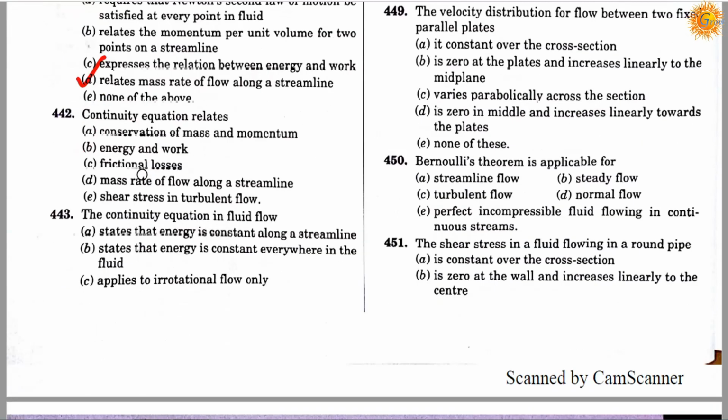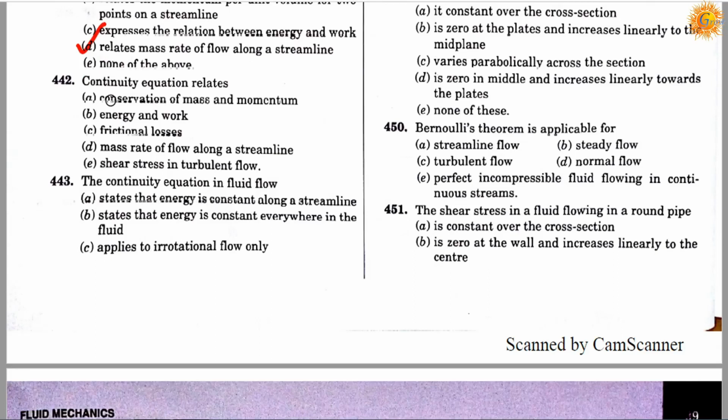Question number 442. Continuity equation relates. Option A, conservation of mass and momentum. Option B, energy and work. Option C, frictional losses. Option D, mass rate of flow along a streamline. Option E is shear stress in turbulent flow. Correct answer is D. It's a mass rate of flow along a streamline.